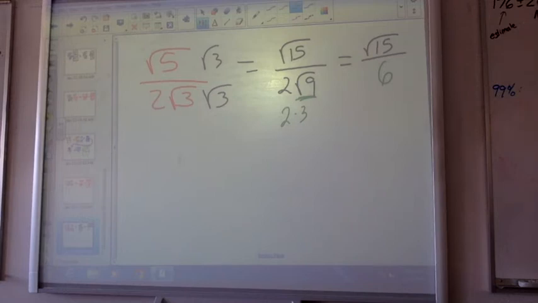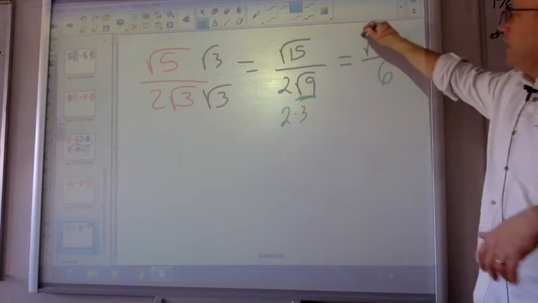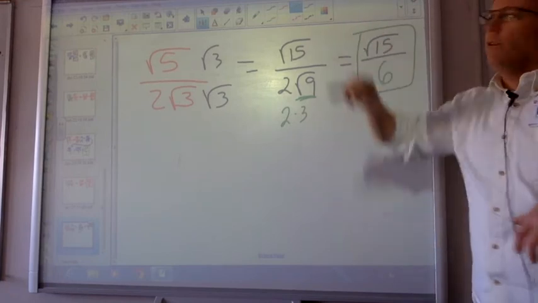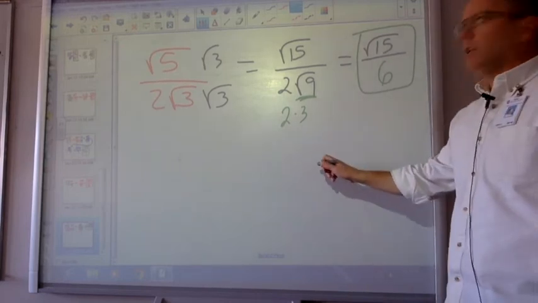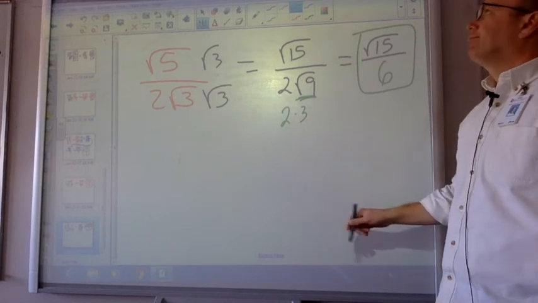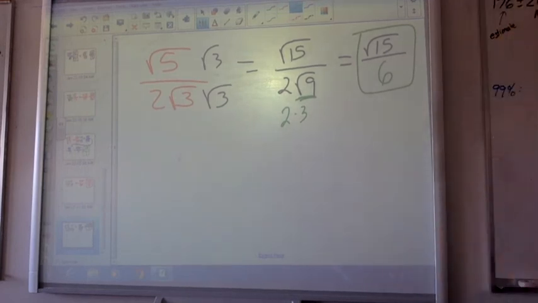Notice I'm not reducing the 6 into the 15 because the 6 is outside of a radical, the 15 is inside of a radical. Even if it was, could you reduce it? If it was inside to inside or outside to outside, yes. But then it would just be a fraction. No, I don't even want to go there. Just keep it like that.